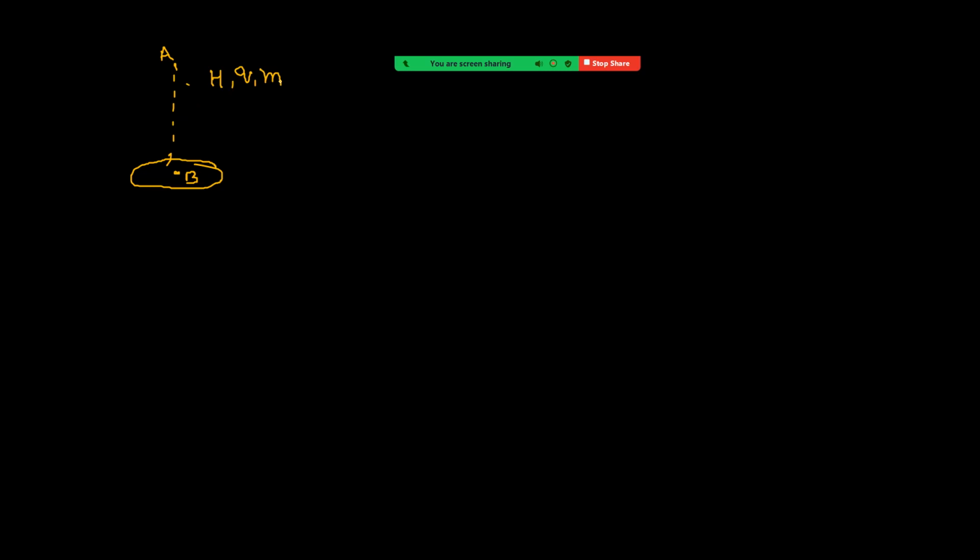That means we have to write mgh should be equal to charge into potential difference, that is Vb minus Va. So first we should know what is the potential on the axis. Then we can get the corresponding height. Now see how to get the potential on the axis of the disk.